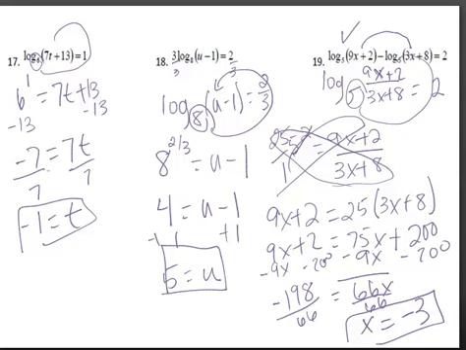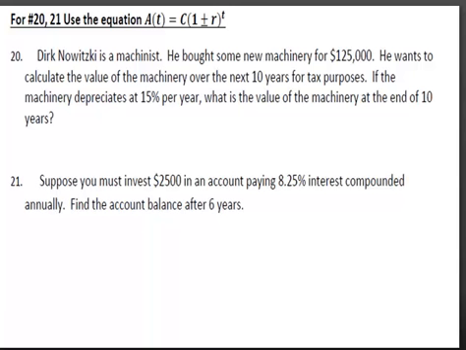Okay? Then, for review, we have several of these formulas where we have to figure out the new amount. So remember, C stands for the original amount. A is the new. R is rate, and T is time. So in this case, it says Dirk Nowitzki is a machinist. He bought some new machinery for $125,000. He wants to calculate the machinery's value over the next 10 years. If it depreciates, meaning it gets smaller by 15%, what is the new value?